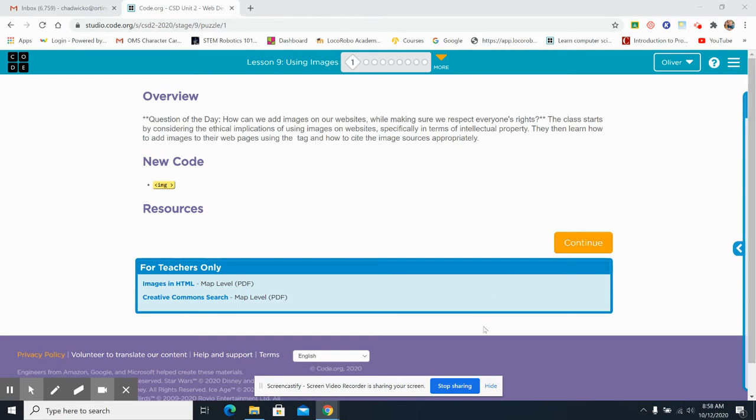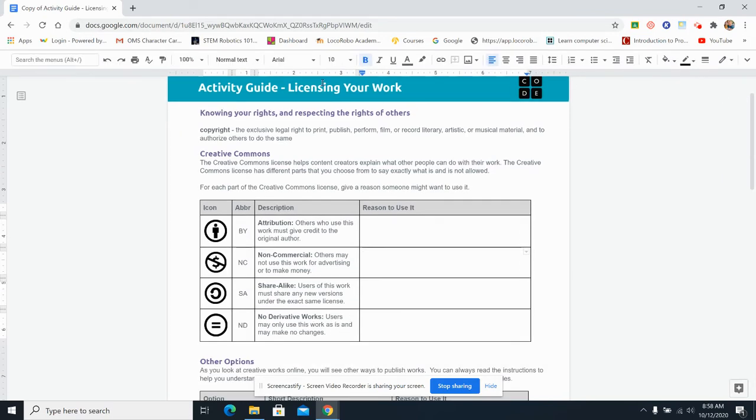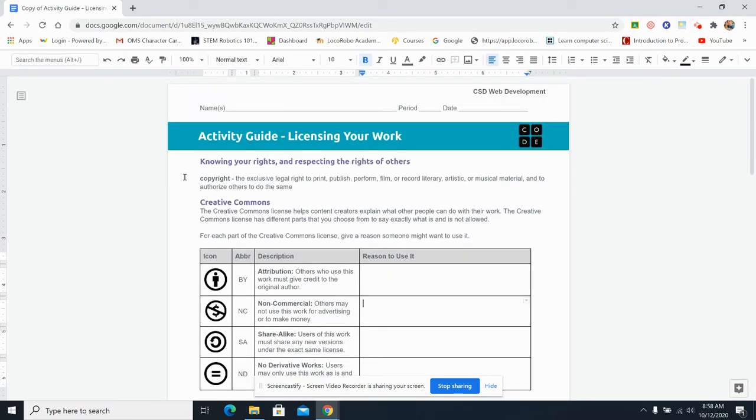So let's go on with the lesson. Today you're going to have an activity guide that looks like so. This is licensing your work. There's a video that goes with this. It is in code.org's Unit 2, Lesson 8. You need to watch that. So watch it, please. Now would be a good time to pause my video and go watch that video. All right, now that you've watched the video, you're going to be doing this activity guide to help you understand what rules are out there, okay?